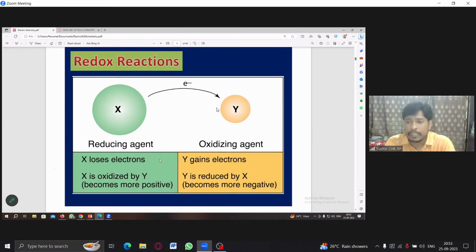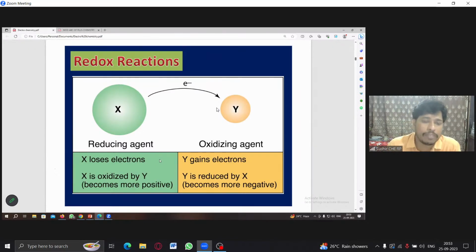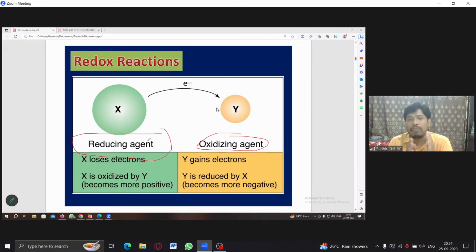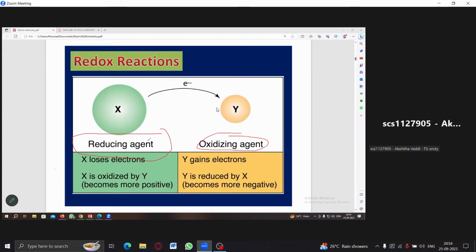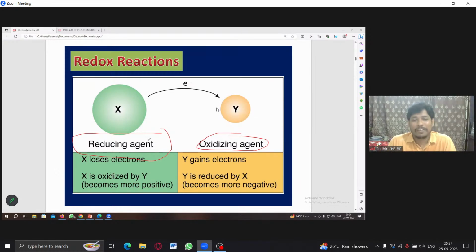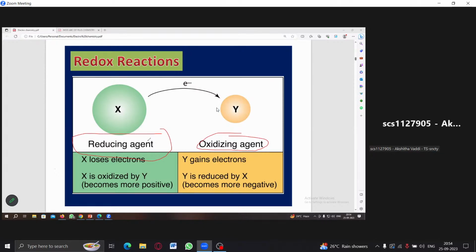So finally, in this redox process, two more important terms which we have to understand are the reducing agent and the oxidizing agent. Can you tell me what is meant by a reducing agent and what is meant by an oxidizing agent? The agent which loses electrons is known as the reducing agent. Very good. And oxidizing agent means? Which gains electrons.